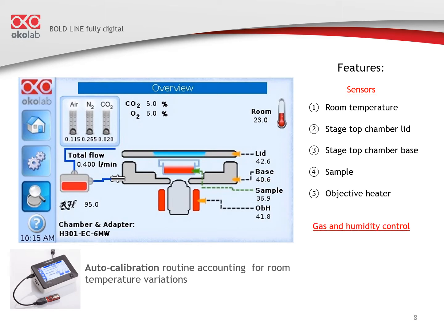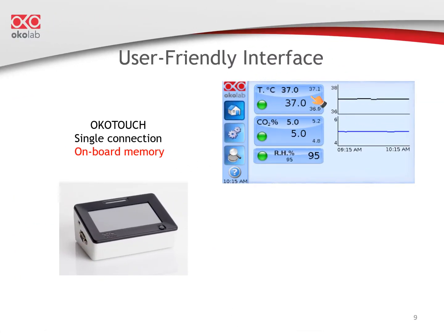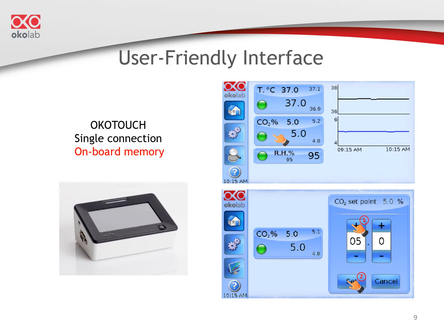The OkoTouch overview page displays the set point of each gas, in this example CO2 and O2, the total flow rate, as well as relative humidity. You can input the desired set points from the home page. To input the desired temperature set point, you press on the Temperature tab. To input the CO2 concentration, as in this example, you press on the CO2 tab and adjust the set point.